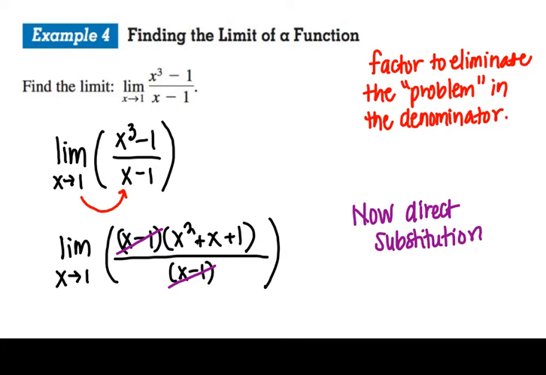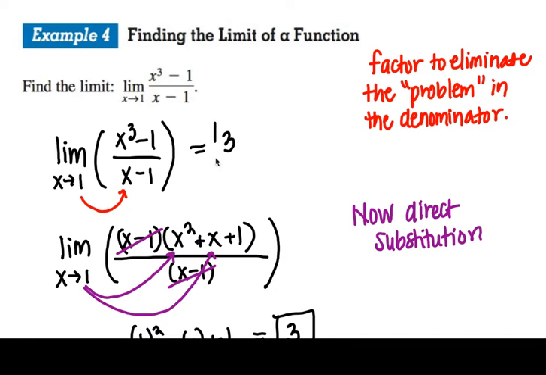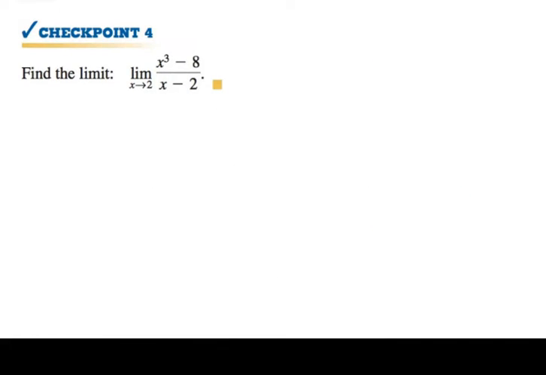So we're going to take this 1, and now we can substitute it in, and you can see that there's no denominator that's causing a problem. So when we do that, we get 1 squared plus 1 plus 1 is equal to 3. So our limit as x approaches 1 of x cubed minus 1 over x minus 1 is equal to 3. Now for you to try. Make sure you press pause, and when you're ready to reveal the answer, press play.